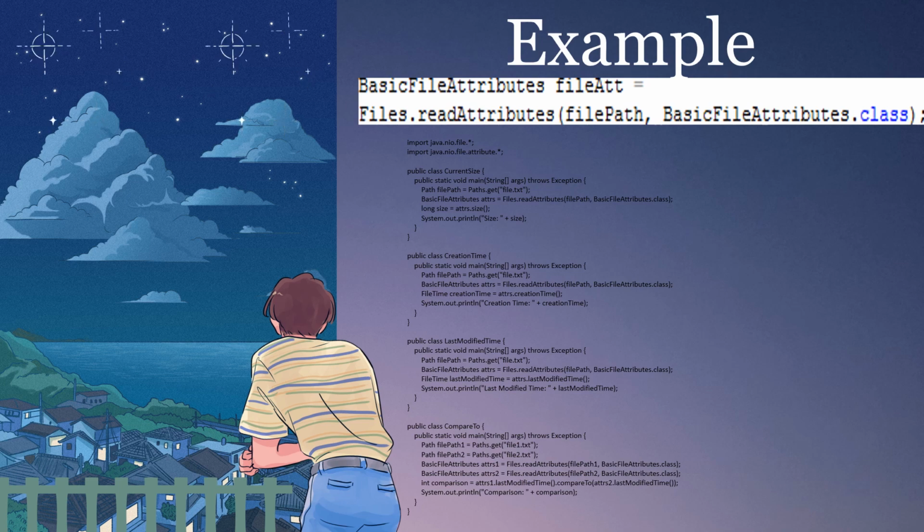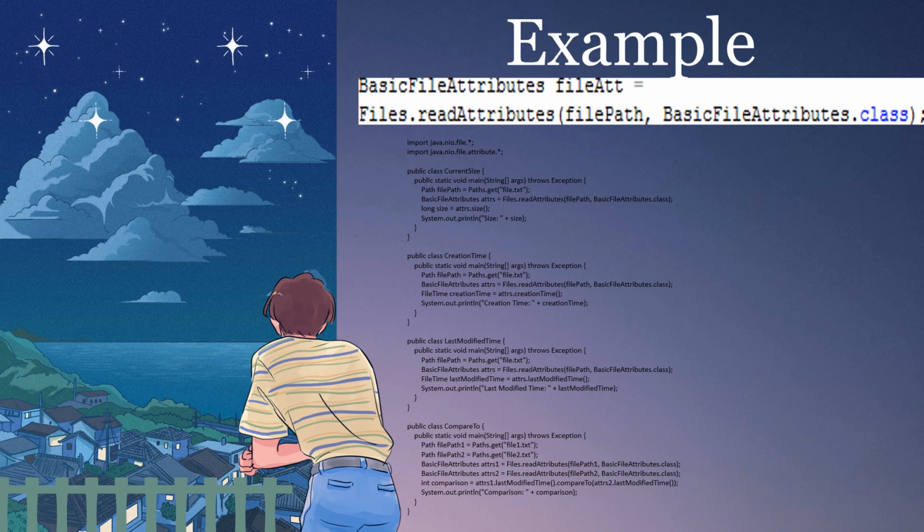The CreationTime class reads the creation time of a file named file.txt using the Files.readAttributes method and the BasicFileAttributes class. The creation time of the file is then printed to the console. The LastModifiedTime class reads the last modified time of a file named file.txt using the Files.readAttributes method and the BasicFileAttributes class. The last modified time of the file is then printed to the console.